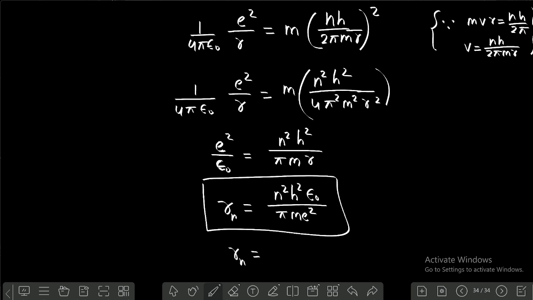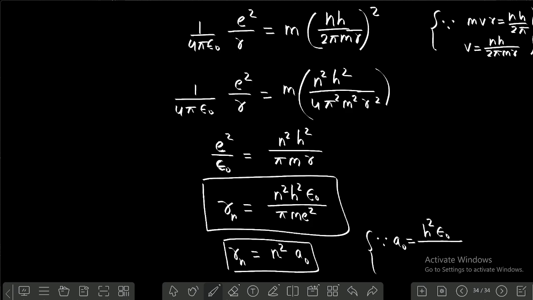This I can write also as r_n equal to n square into a naught. So what is a naught? a naught is h square epsilon naught divided by pi m e square. This is nothing but 0.53 angstrom. Remember this: 0.53 angstrom, and this a naught is called Bohr's radius. This is the first orbit radius, or Bohr's radius.